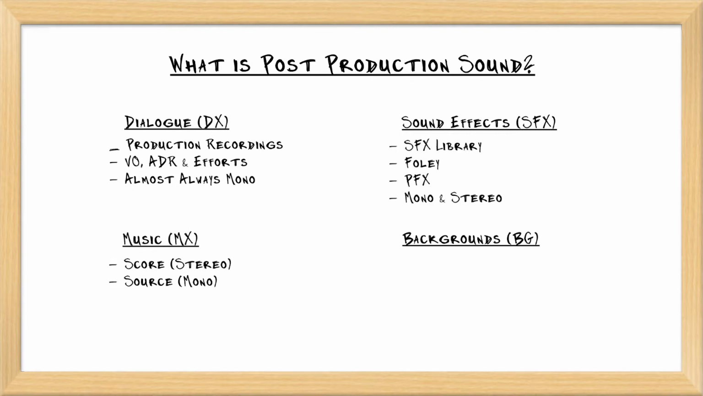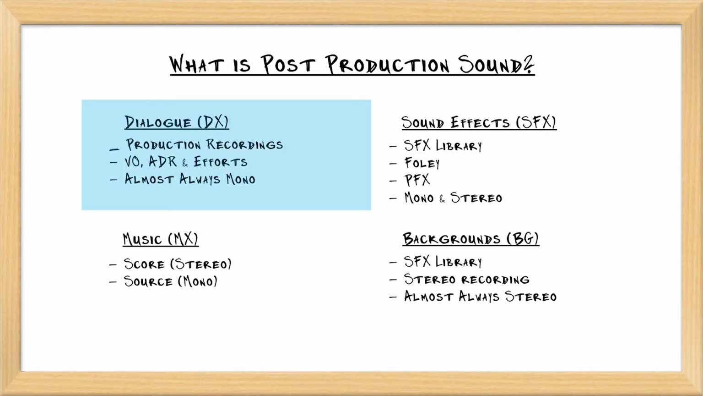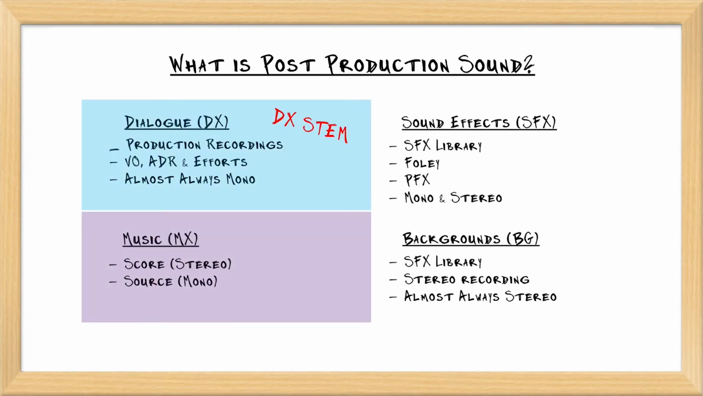Sound effects most notably come from pre-recorded libraries, but often you have to roll up your sleeves and record custom Foley sounds. Sometimes you'll get lucky and record a great sound on set. These are called PFX or production sound effects. Sound effects are often mono, but sometimes can be stereo. Same rules apply to backgrounds. Usually you'll find them in a sound library, but remember, backgrounds are almost always stereo. And once we have all of these sounds, we group them together in stems. So we end up with a dialogue stem, a music stem, and an FX stem.